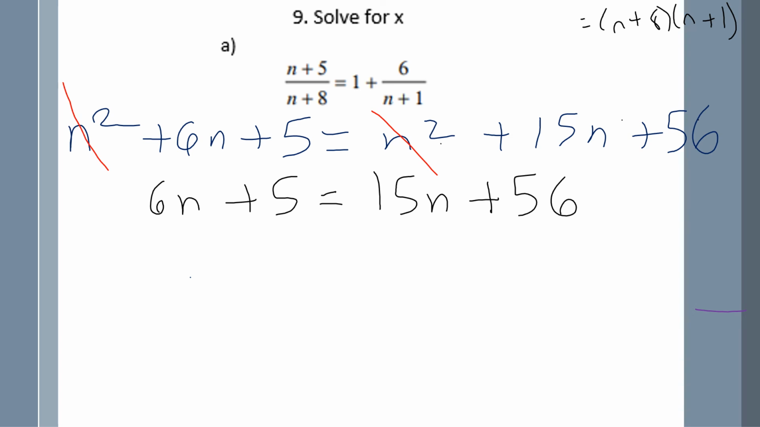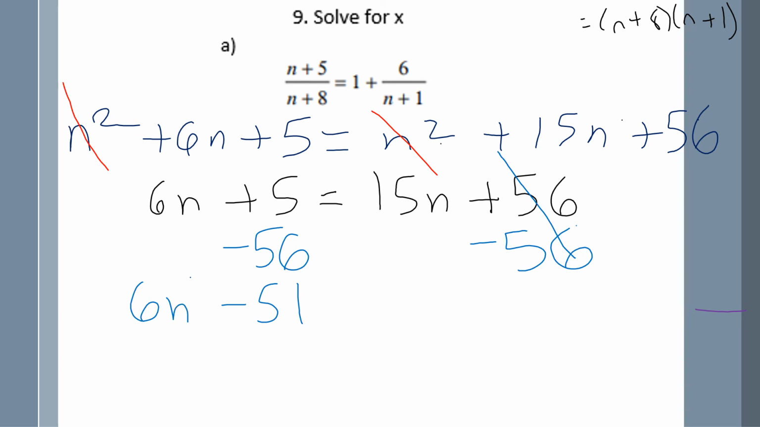If you want to see how I got 56, go back to what I did beforehand. So let's finish solving this. You could subtract 56. It doesn't matter if you go from right to left or left to right; your answer is still going to be the same. So minus 56 gives me negative 51. 6n minus 51 equals 15n.